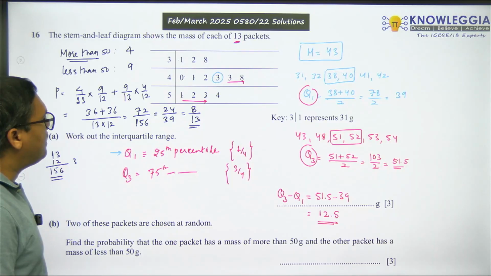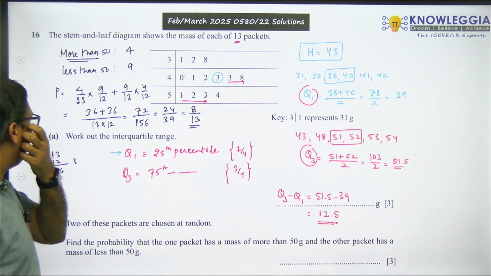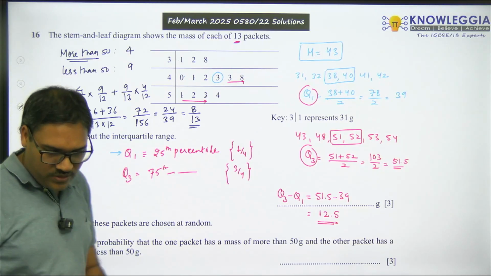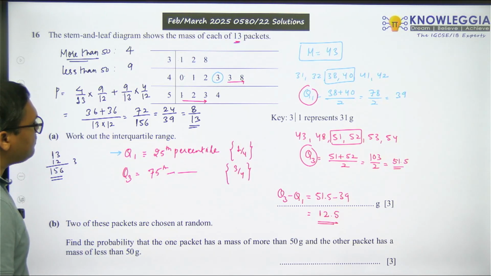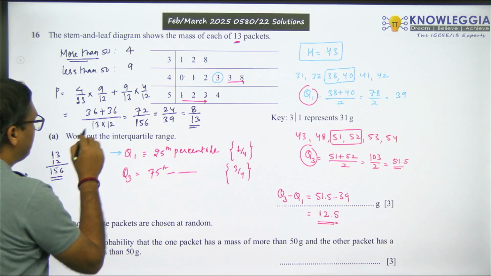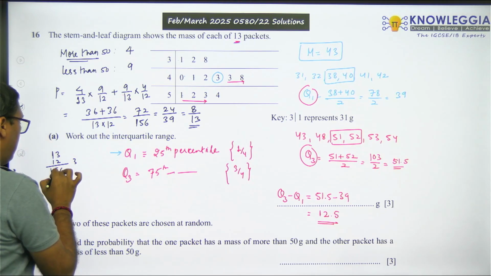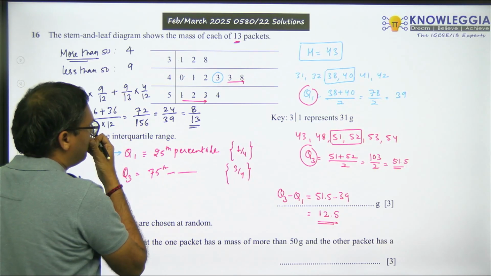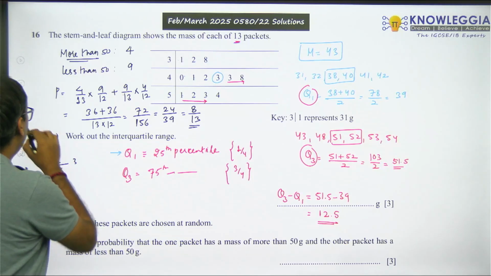So we have 36 plus 36 divided by 13 into 12. So let's check the answer. There is some calculation error here. 72 by 156. So I just cancel the common factor of this. Okay, let me do the calculation again.